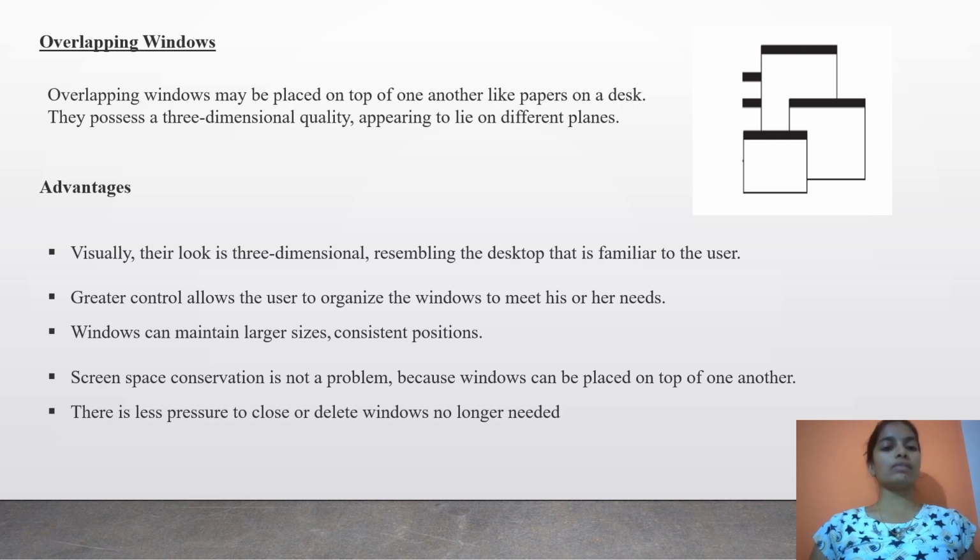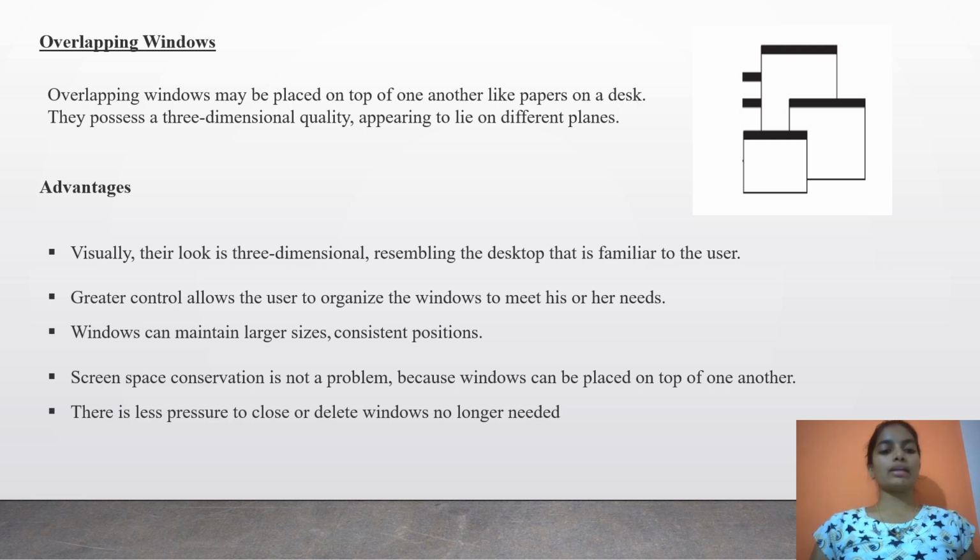Moving on to the advantages. Visually, the look is three-dimensional, resembling the desktop that is familiar to the user. So it is basically three-dimensional, whereas tiled windows are a two-dimensional window representation. Greater control allows the user to organize the windows to meet his or her needs. Here the controls come from panels, and it will be very easy and more convenient for the user to use, and it will meet the requirements of the users.